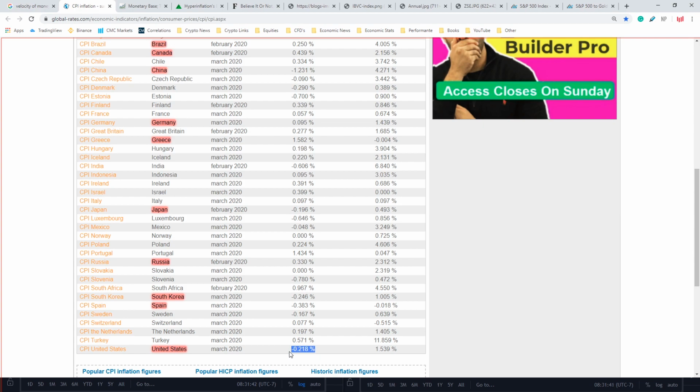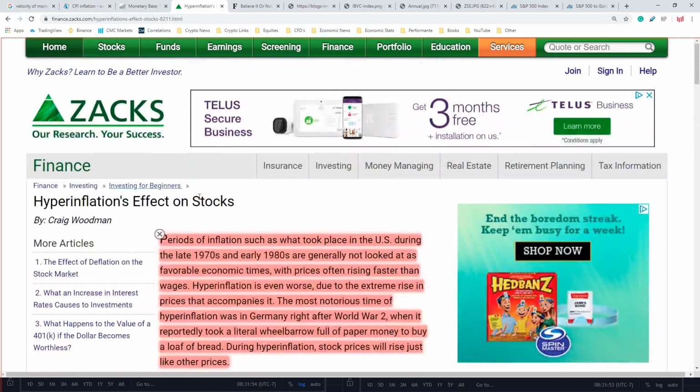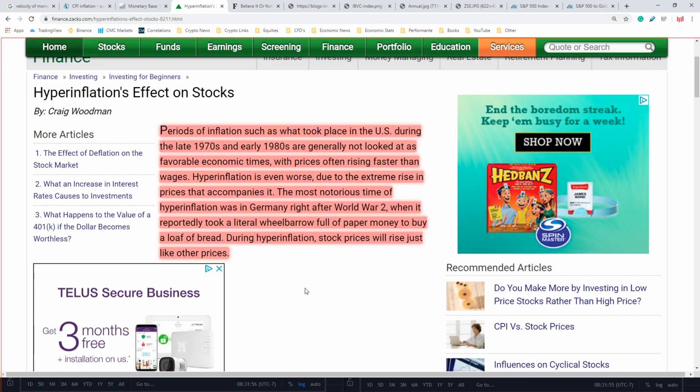But until that point, there will be deflation continuing because the velocity of money is not able to pick back up, in my personal view. So now let's look at right here, hyperinflation effects on stocks.